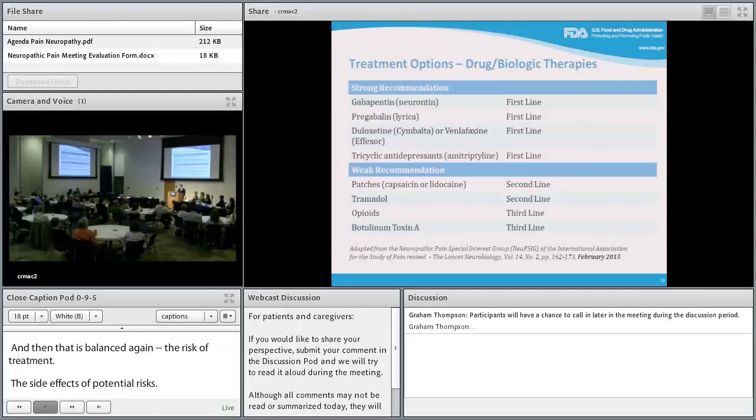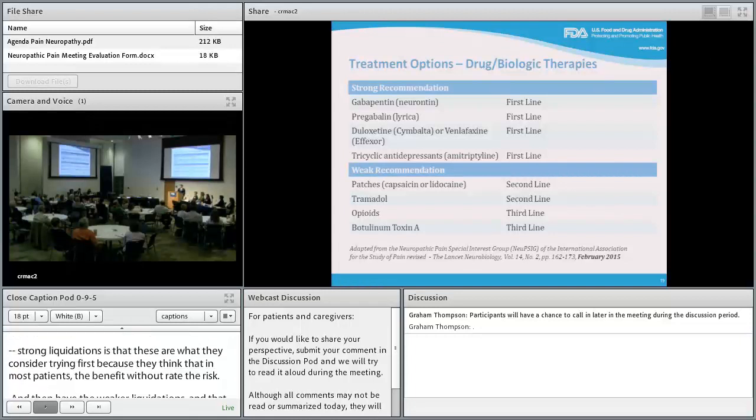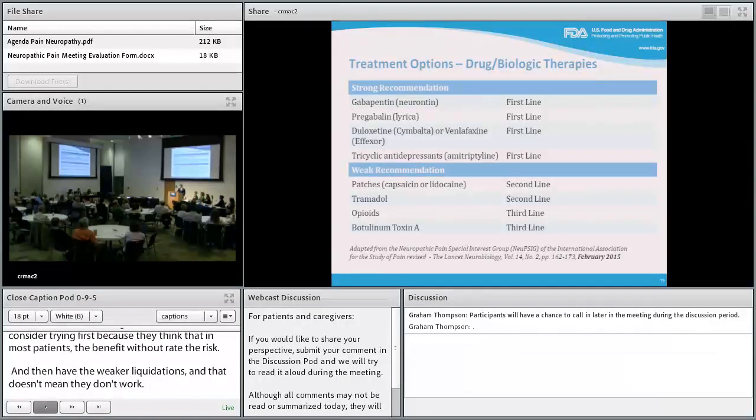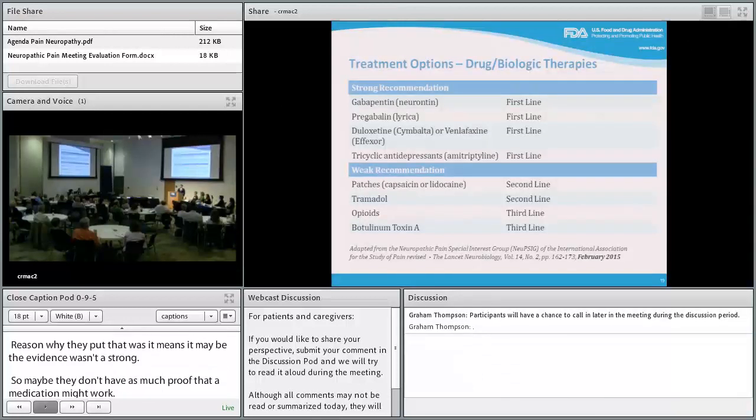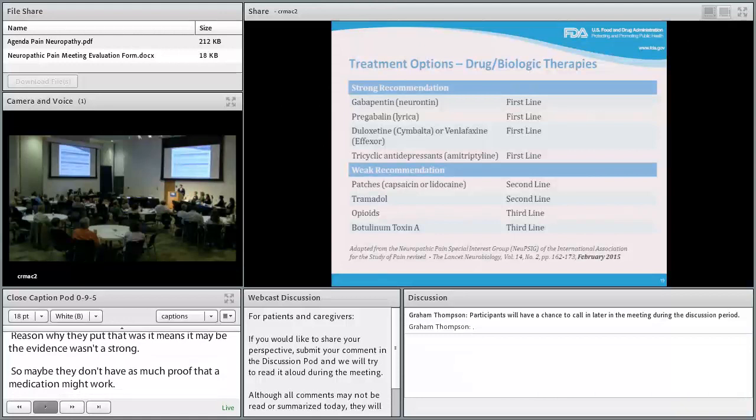And then they have some weaker recommendations, and that doesn't mean that they don't work. The reason why they put that was it means that maybe the evidence wasn't as strong, so maybe they don't have as much proof that a medication might work, or a medication might work, but their concern is you don't want to jump to it because maybe there's a lot of side effects that make it difficult for a patient to tolerate.